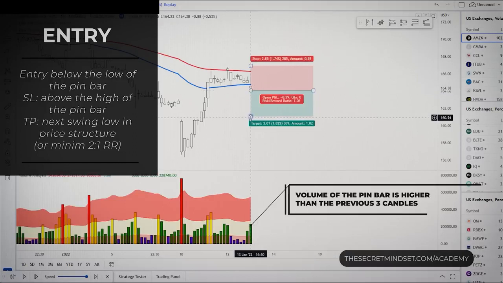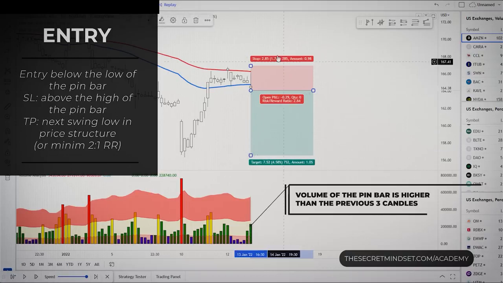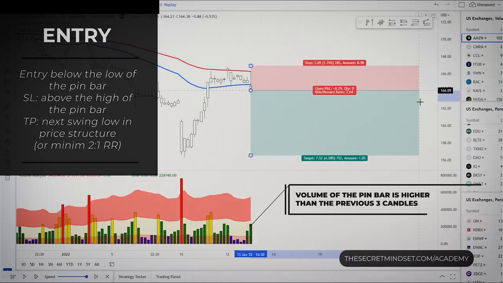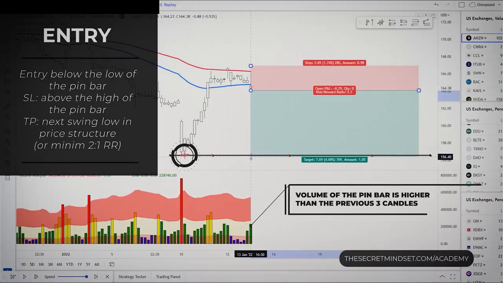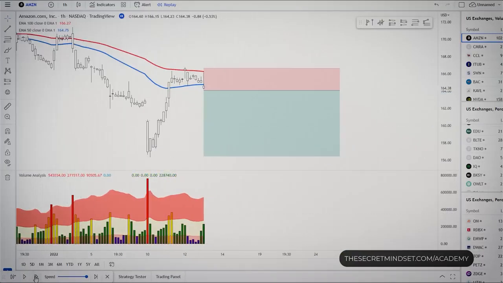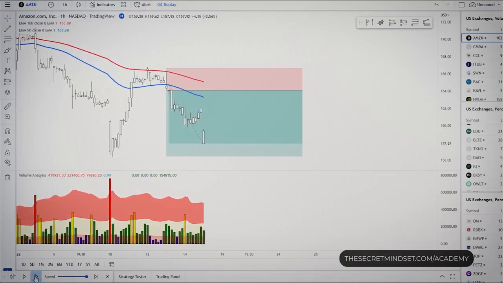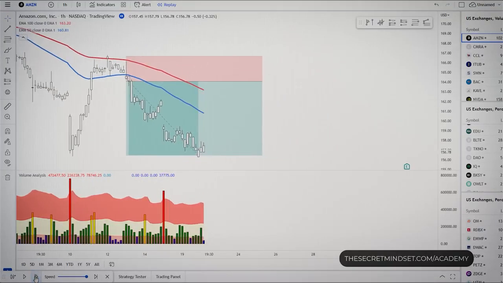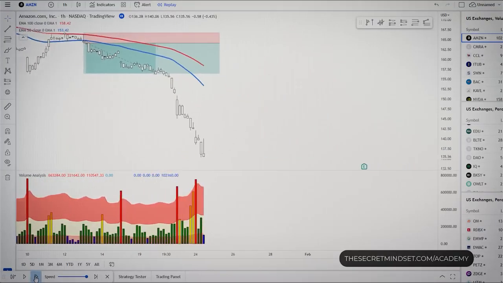Stop loss above the pin bar, and in this case, above the 2 EMAs, which is almost the perfect setup, with another layer of protection. Take profit at the next swing low in the price structure, a risk-to-reward ratio of around 2.8. Perfect trade, and we even left profits on the table.